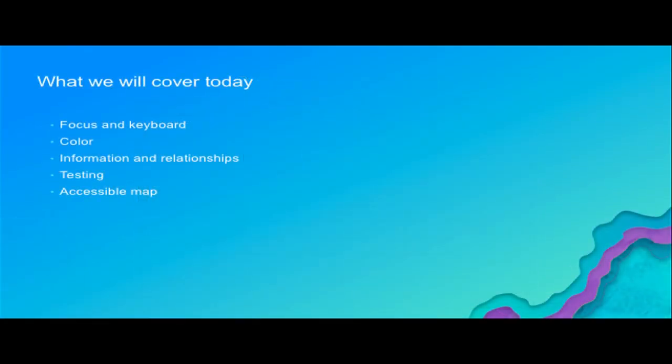So guess what we will cover today? We can't cover everything from WCAG, so we chose some of the most important things that you can get started with and still make a huge difference. We will cover focus and keyboard. That's how you make your website operable by keyboard only. And we'll cover color, right? Color is really important for people with low vision or color blindness. And we will talk about information and relationships. This is something we see a lot when developers develop their applications.